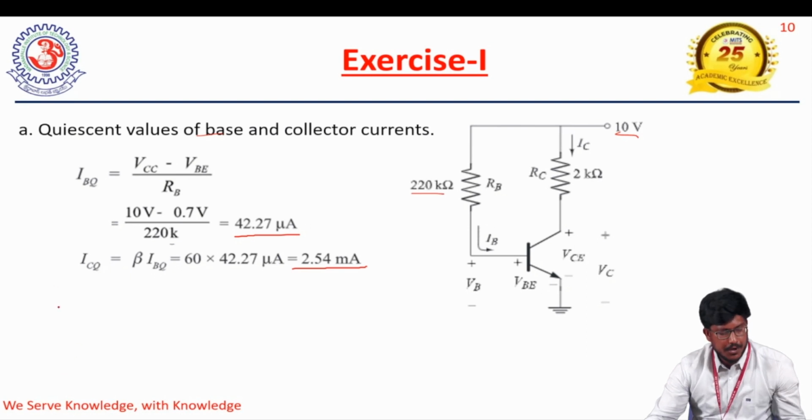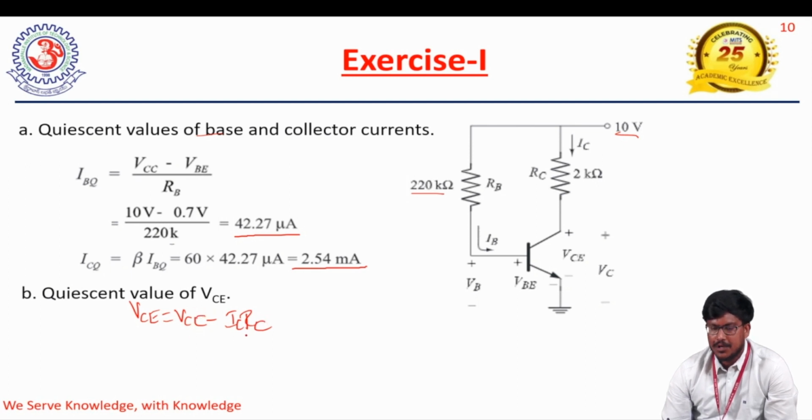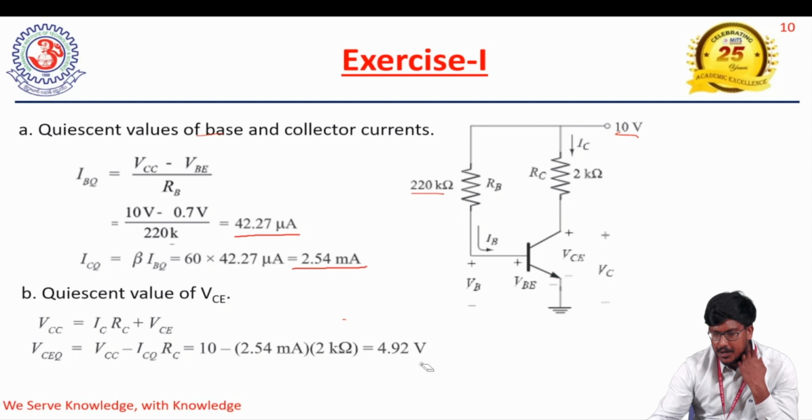The next operating point we need to find is VCE, the collector to emitter voltage. While doing the derivation for the fixed bias configuration, we obtained the equation VCE equals VCC minus IC into RC. By using this relation, we can determine the collector to emitter voltage. VCC is 10 volts, the collector current we determined in the previous step is 2.54 milliamps, and RC is 2 kilo ohms. So we obtain the operating point VCE as 4.92 volts by using VCC minus IC into RC.